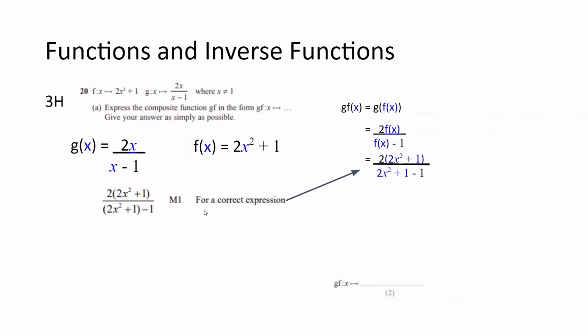So this gives us one of our method marks, but of course it's not simplified. We need to expand that bracket out and simplify this down. So the top expands out to be 4x squared plus 2, and the bottom, I can add 1 and then subtract 1, and that will just cancel itself out. So that's just 2x squared on the bottom.